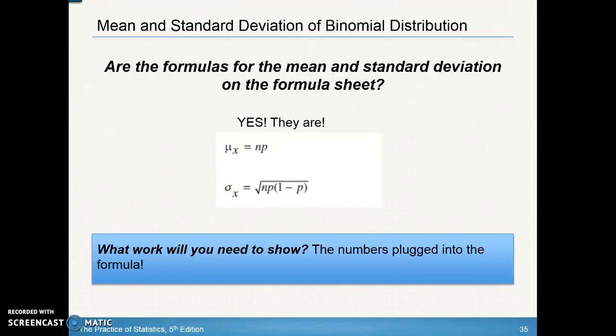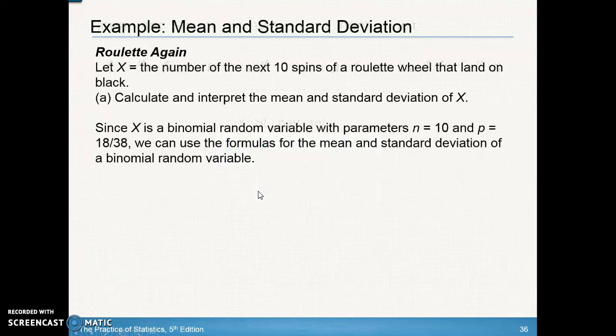And the question you might ask is, is this on the AP Stats formula sheet? Yay, it is on the formula sheet. You just have to recognize the fact that they are from the binomial distribution. So you'll have to, A, recognize that you have a binomial distribution, and B, recognize what these formulas are. And then if you're asked to find the mean and standard deviation of a binomial distribution, you will just have to show the numbers plugged into the formula. But it's a pretty quick plug-in.